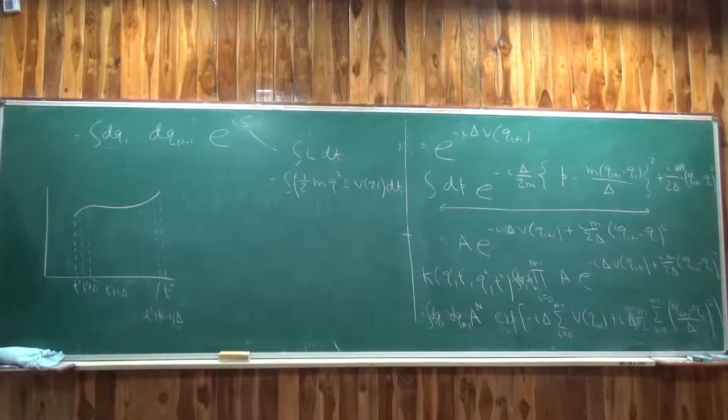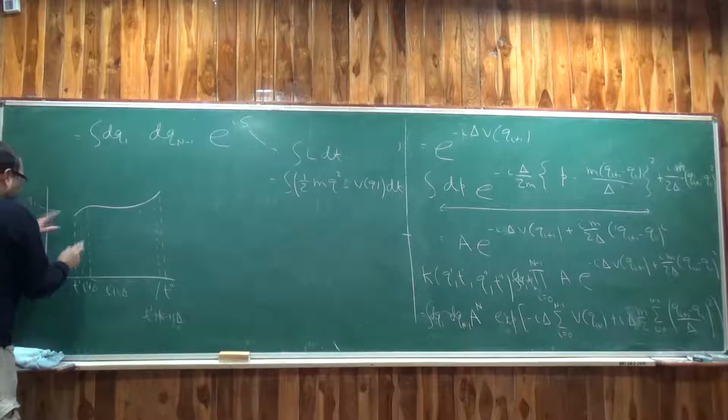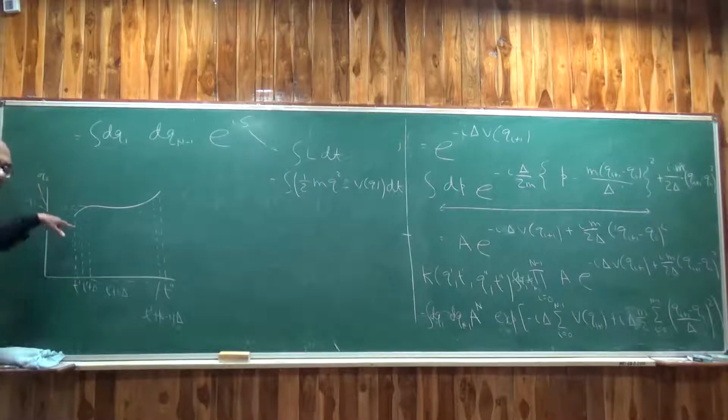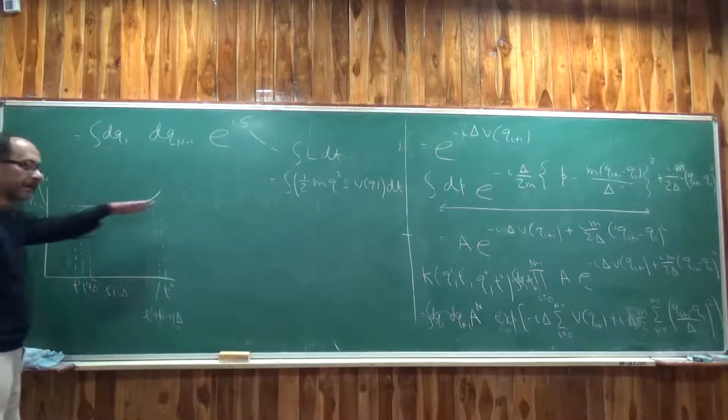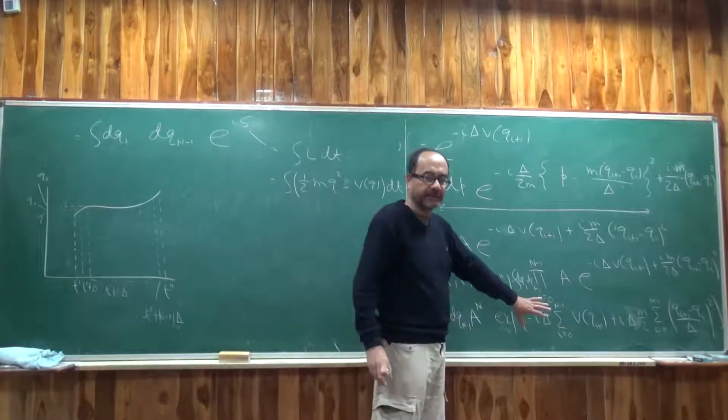Because t double prime minus t prime is n delta. So this is q prime. Let's call this q1. I'm just renaming it. Call this q1, this q2, and so on. Take a path, an arbitrary path. So forget about this expression over here altogether. I'll try to make the connection with this one later.